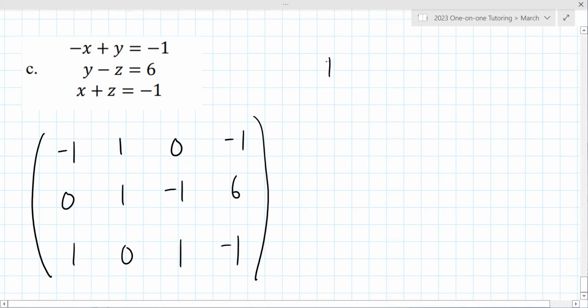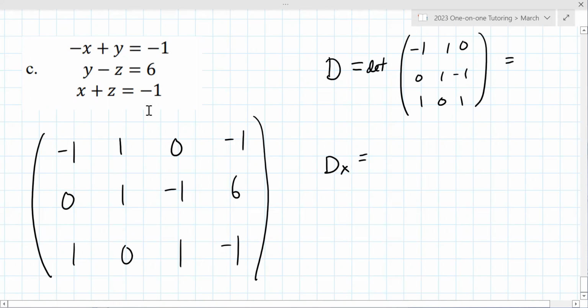The first thing you need is D. D comes from the coefficient matrix. So it's the determinant of everything but the right hand side. So -1, 1, 0, 0, 1, -1, 1, 0, 1, like that. And that's a number. We'll get that in a moment.